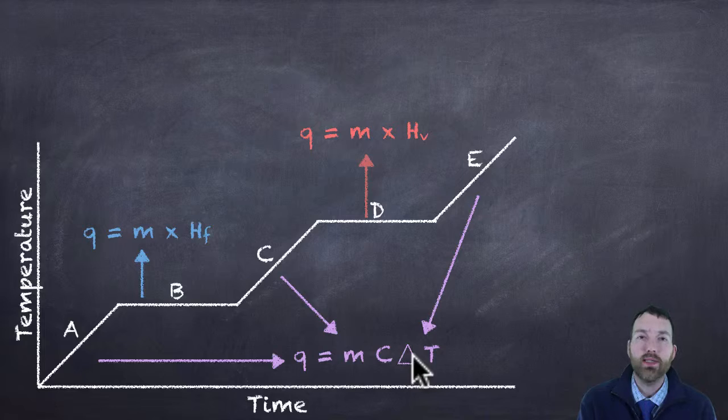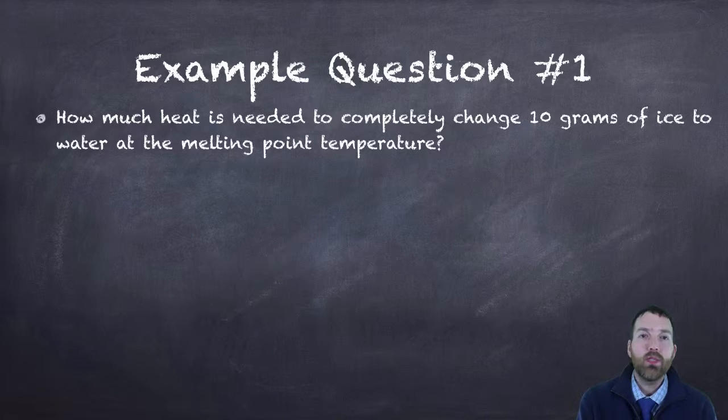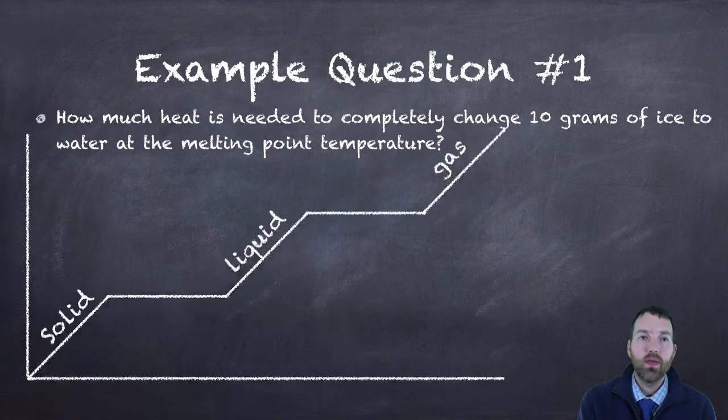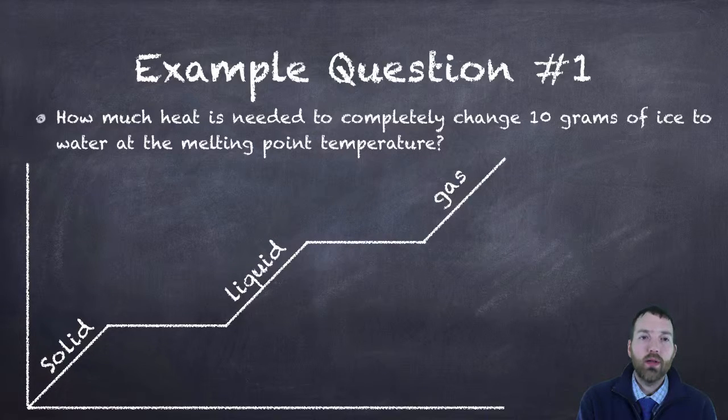Okay, so let's look at some example problems. How much heat is needed to completely change 10 grams of ice to water at the melting point temperature? So which equation would we use to answer this one? 1, 2, or 3? So let's look at where we are on the graph. So I have 10 grams of ice and I am turning it to water at the melting point temperature.